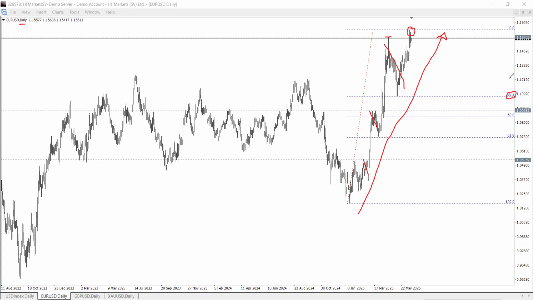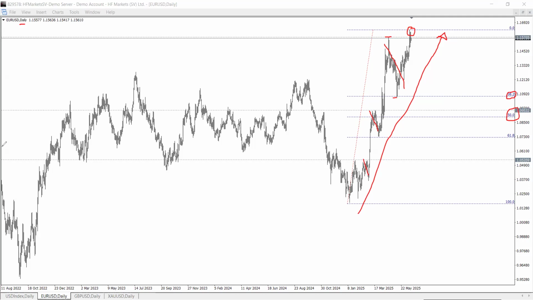I took out 23.6. It's not as strong for me compared to 38.2, 50, and 61.8. These are the three major ones that I look out for. And you see that the last time we had a major pullback, it hit 38.2 and then pushed higher. But for some reason, I'm still expecting a deeper pullback, probably to an area of confluence where we have this 1.0950 and the 50 Fibonacci retracement level. I'm still expecting a pullback.